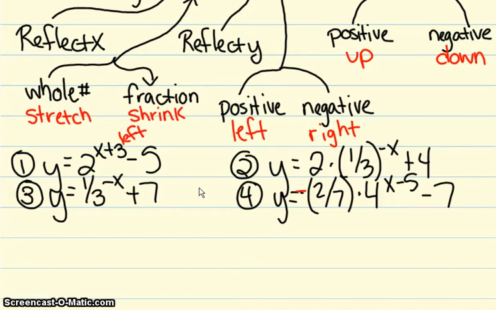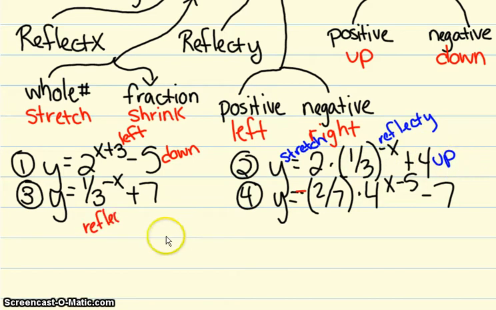Okay, at this point, the first question right here has 2 things going on. The plus 3 tells us we are going left. The minus 5 tells us we are going down. And since this is a 2, it tells us it's going to be an exponential growth function. Number 2, we have this 2 in the front here, which tells us it's going to be a stretch. The 1/3 tells us it's going to be an exponential decay function. The negative tells us it's going to reflect over the y-axis, and the plus 4 tells us the graph is going to move up 4 units.